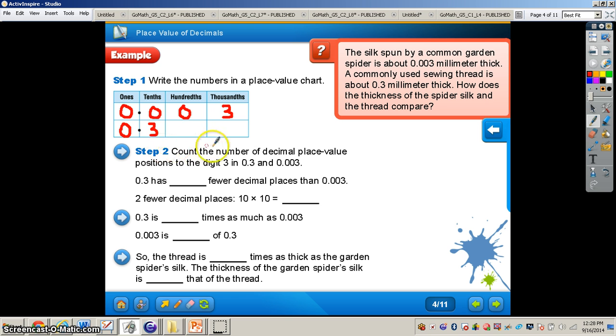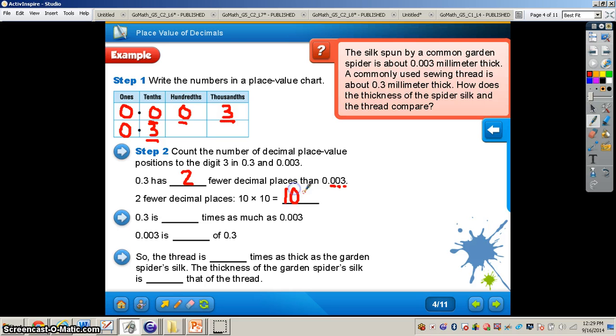Okay, so we can see, first of all, count the number of decimal place value positions to the digit 3 in 0.3 and 3/1000ths. Okay, so we can see here that 1, 2, 3, and then just 1 from the decimal. So we can see that 3/10 has 2 fewer decimal places than 3/1000. You can see that 1, 2, then 3. It only took us 1 there. Okay, so 2 fewer decimal places. 10 times 10 equals 100.